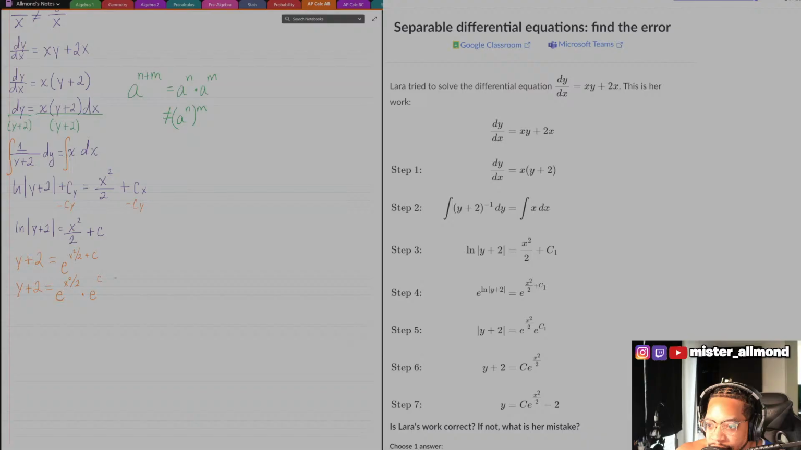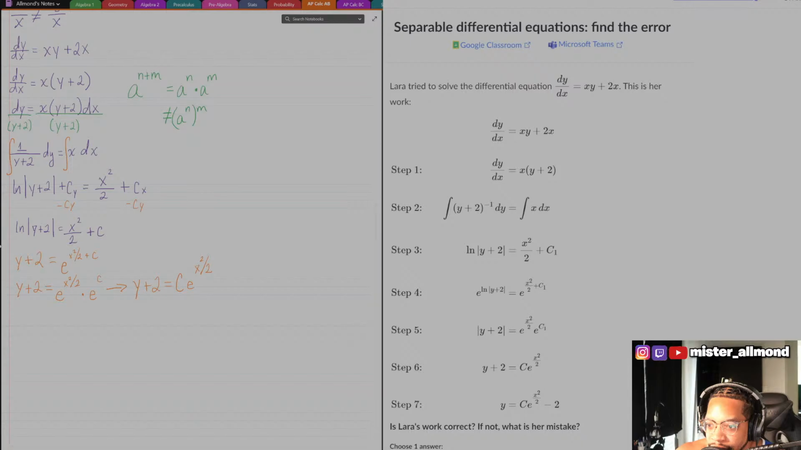Yes, Brom, you got it. E to the power of c is still some constant. So instead of e to the c, I'm just going to write that as some constant and call it c. So really, we're looking at y plus 2 equals, and then that e to the c, which is really just some constant, I'm going to put in front. And then all I have left is the e to the x squared over 2.